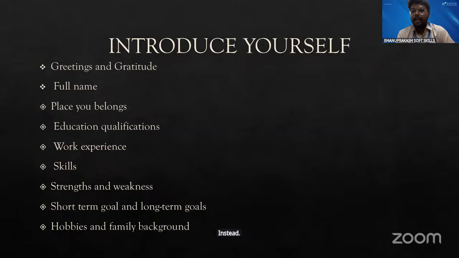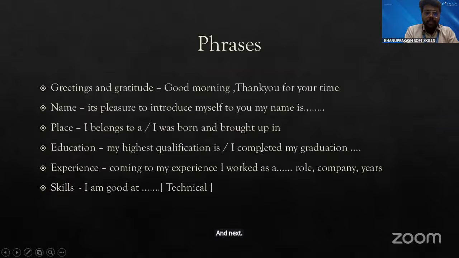Instead of saying "this is" or "I am", you can use more advanced lines like, "It's a pleasure to introduce myself to you. My name is". You need to use such kinds of lines. It's a pleasure to introduce myself to you. My name is, and the name is very important here. After that, you can include your name.